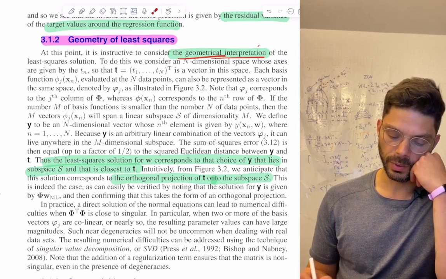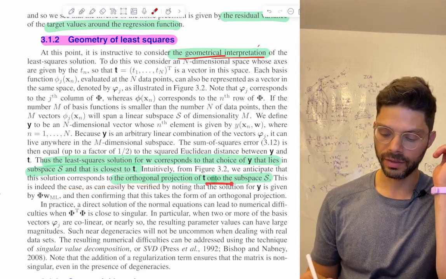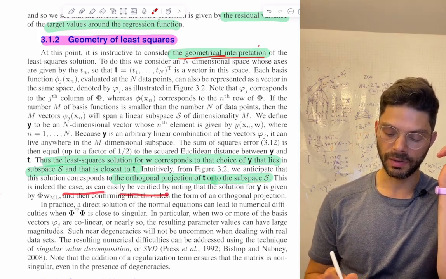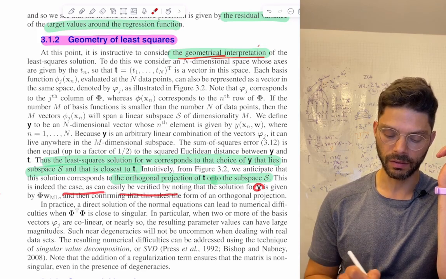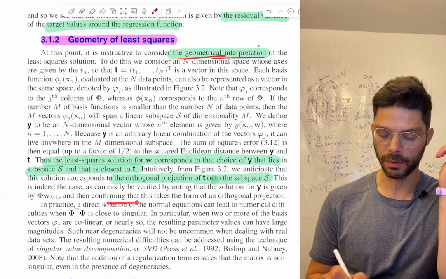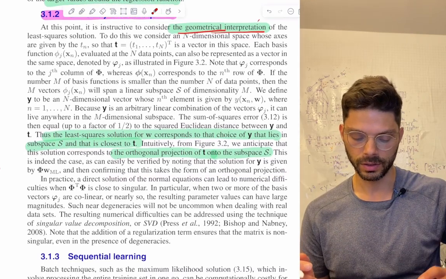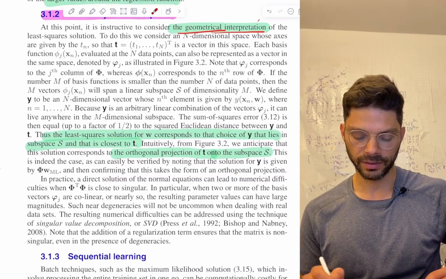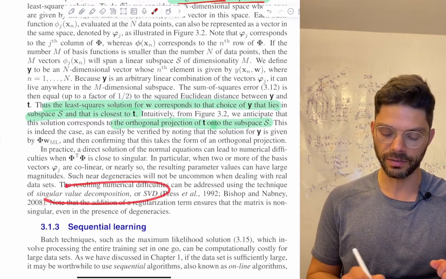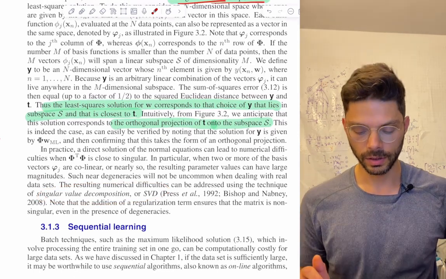Intuitively, we anticipate the solution corresponds to the orthogonal projection, the perpendicular projection of t onto the subspace S. This is indeed the case, as can easily be verified by noting that the solution for y is given by phi, the design matrix, times w_ML, and then confirming this takes the form of an orthogonal projection. So we'll see how to do this in the notes. In practice, a direct solution has some numerical difficulties, but he does highlight singular value decomposition, which we're going to use in the notes.